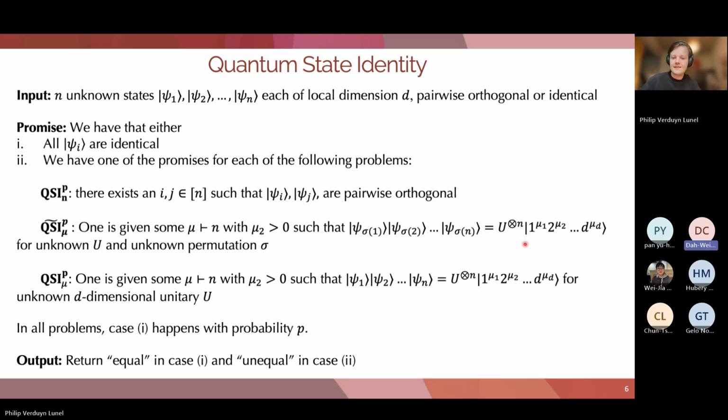I see. And then the third case is the most loose case, where you actually know the location of these states, and then you can permute it yourself. So you can say, either all 10 are orthogonal, or the first 7 are equal, and they're orthogonal to the next 3 states. I see. So there are at most 2 types of states.